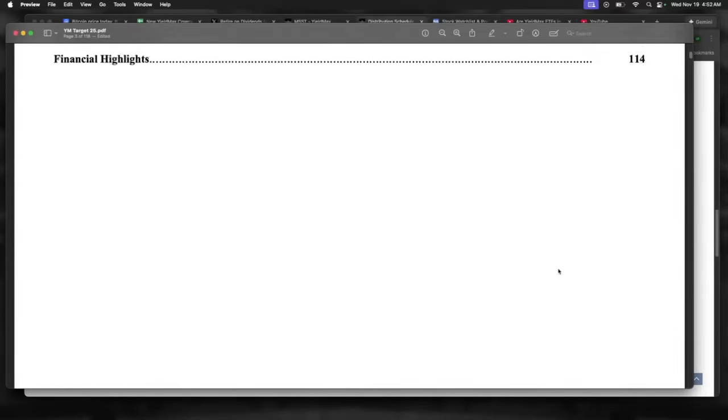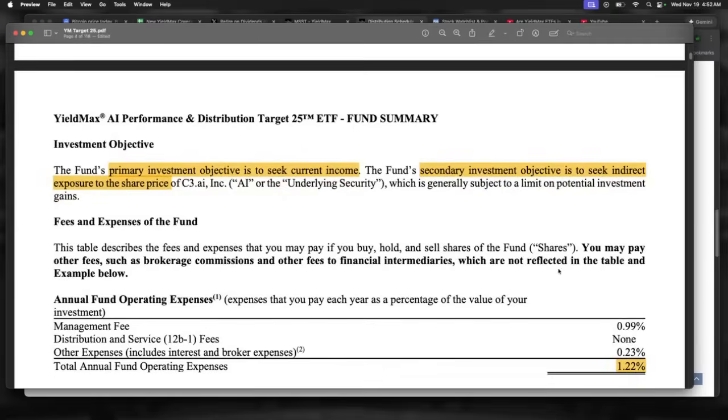All right, here's the index. You can go through that yourself, but I did highlight it here too. The primary investment objective is to seek current income. That makes sense, because the Target 25, their name is Target 25. Their main goal is to yield 25%. Their secondary objective is to seek exposure to the share price.